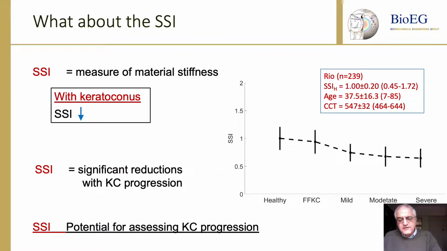We've tried the SSI in populations of keratoconus with different disease progression stages. We tried mild, moderate, and severe cases, as well as pellucid cases, and also healthy corneas. We could find clear deterioration in SSI with disease progression, and this shows the possibility of using SSI as a biomarker for KC progression in individual patients.